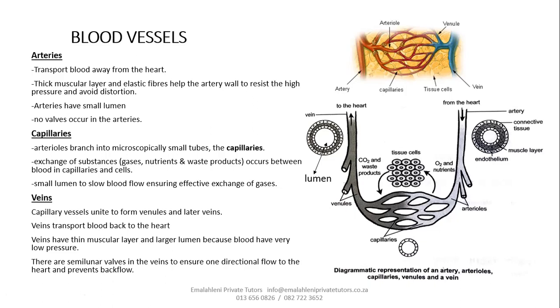When it's taken back to the heart, it goes via the veins. In your veins, because of the low pressure, we see that it's transporting a lot of blood there, and because of the low pressure, the lumen is open, and we also find that it has valves. Now, why are these valves along the veins? It's to prevent backflow of the blood, so it ensures one-directional flow.